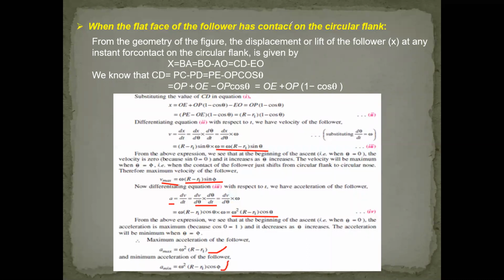So those are the values when the follower has contact with the circular flank. That is the first case. Now going to see the second case. Similarly, we take the second case also.